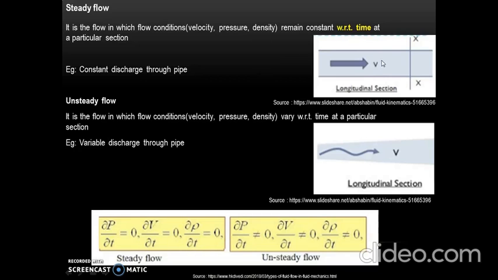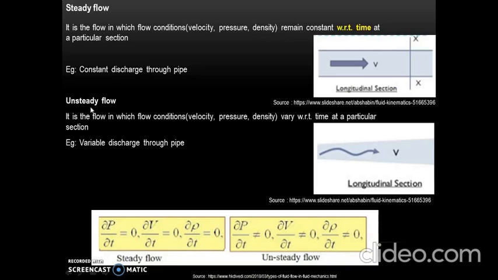And since velocity is not changing with respect to time, we say that change in velocity, that is dou V divided by dou T, is equal to 0. Similarly, change in pressure with respect to time, that is dou P divided by dou T, is equal to 0, and change in density, that is dou rho divided by dou T, is also equal to 0.